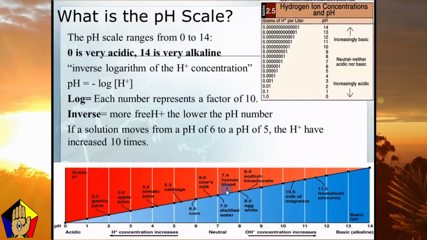So your blood's right around 7.4. We'll say 7 just for math. Your stomach acid's about 2.0. How many more times acidic is your stomach acid than your blood?